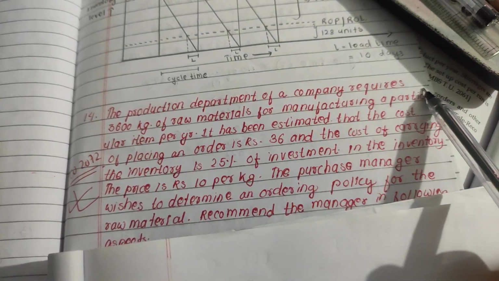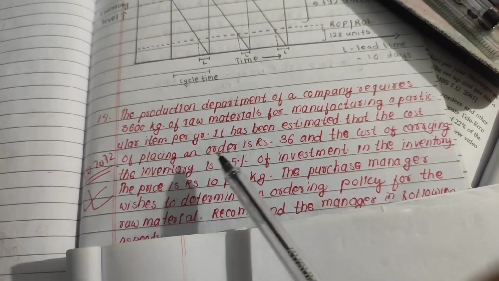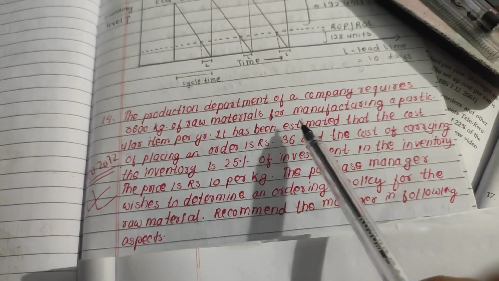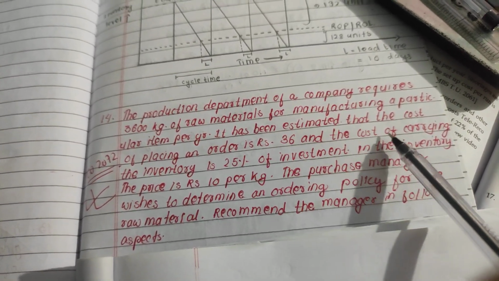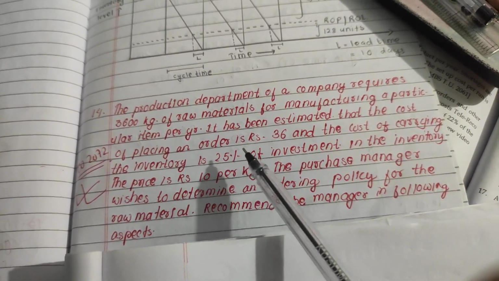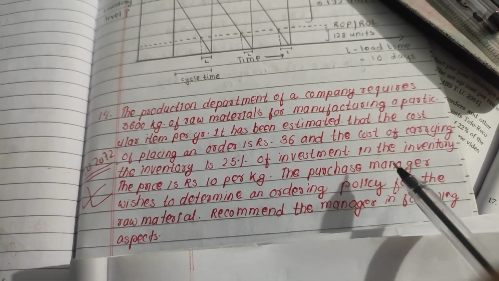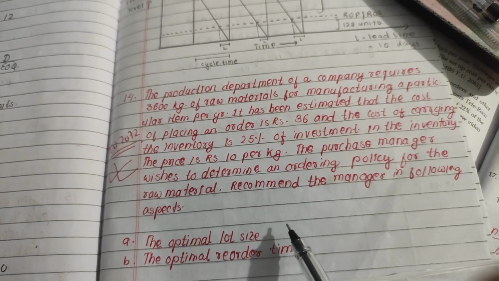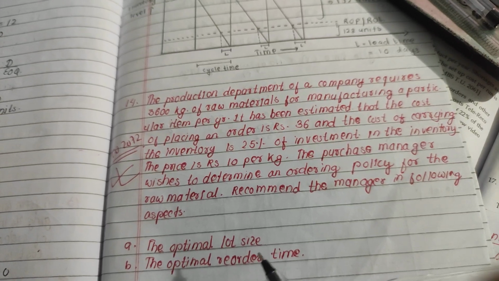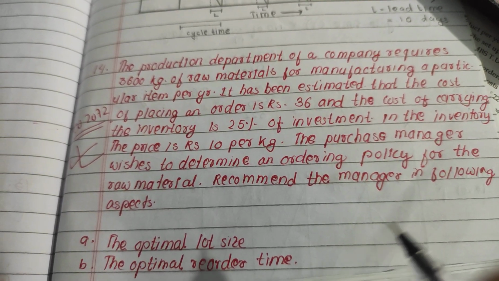So we are provided with the information: 3600 kg of raw material, which is the demand, and the cost of placing an order is rupees 36, which is the ordering cost or setup cost, and the cost of carrying the inventory, 25% of investment in the inventory, which is the holding cost or storing cost, and the price is rupees 10 per kg, which is the cost per unit. We have to find the optimal lot size, EOQ, and the optimal reorder time. If optimal reorder time is asked, we need to find the cycle time.